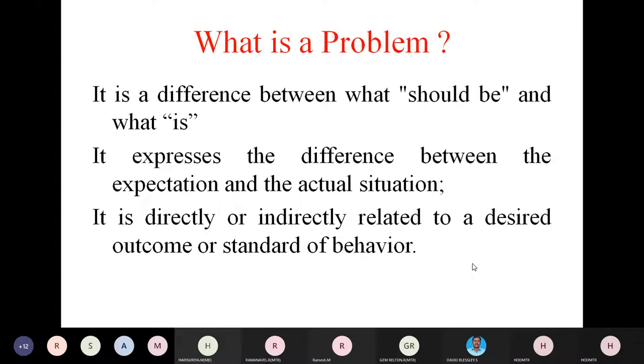For example, in a manufacturing industry, a machine is installed with the expected productivity of 100 pieces per shift. At the time of installation, the productivity of the machine satisfies the expectation. As days go, normally there will be a reduction in productivity. Instead of producing 100 pieces per shift, the operator is able to achieve only 90 pieces per shift. That's a problem. We are expecting 100 pieces per shift from the particular machine, but the operator is able to produce only 90. So there is a difference.